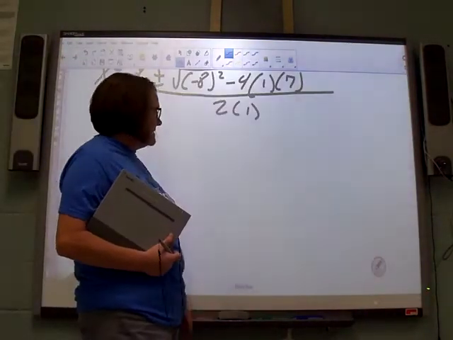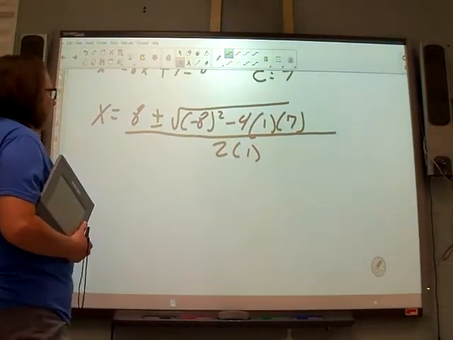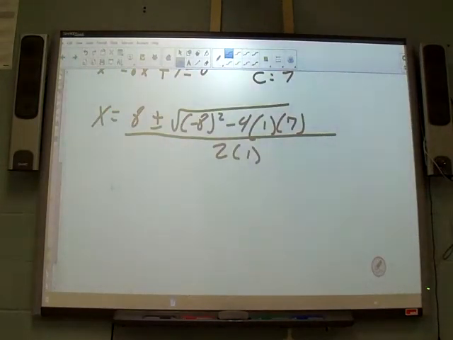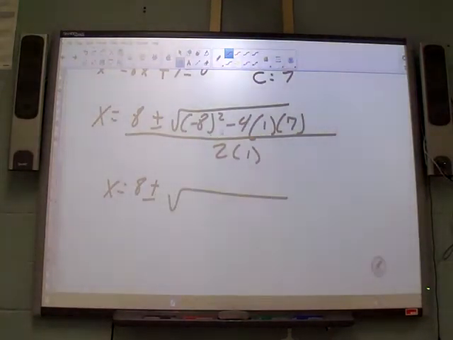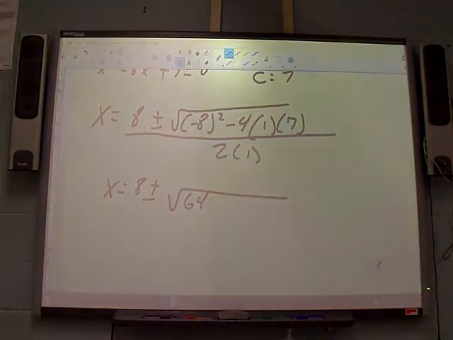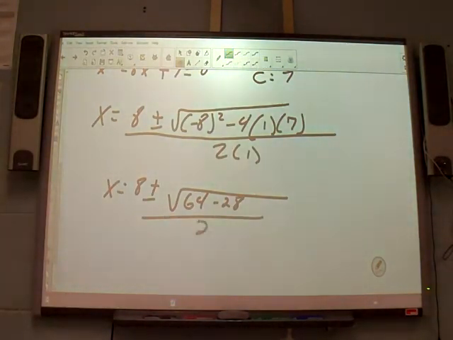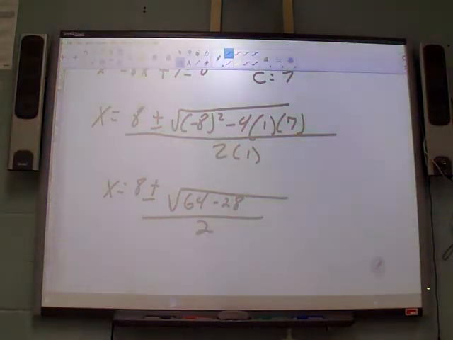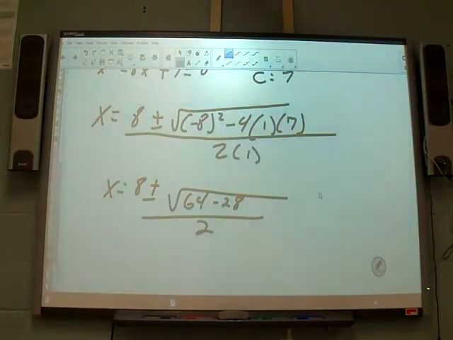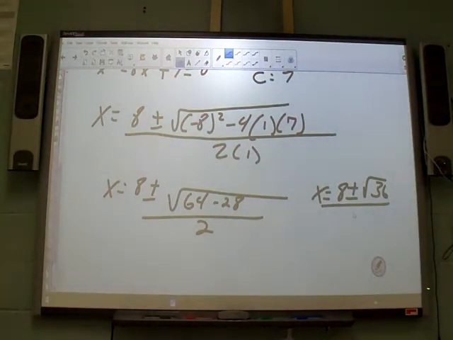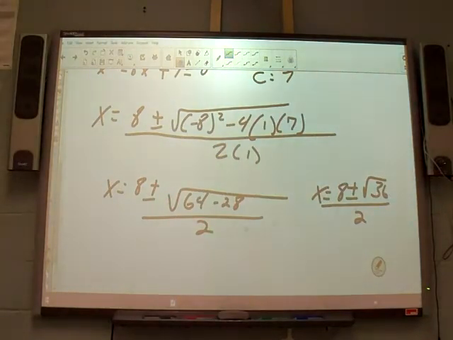Okay, you're going to show me that step on your assignment. You're going to do that setup work. Now I'm just going to work through and start simplifying. So x equals 8 plus or minus the square root of negative 8 squared, which is 64, minus 4 times 1 times 7, which is 28, all over 2. Then 64 minus 28 is 36. So x is equal to 8 plus or minus the square root of 36 all over 2. The square root of 36 is 6.